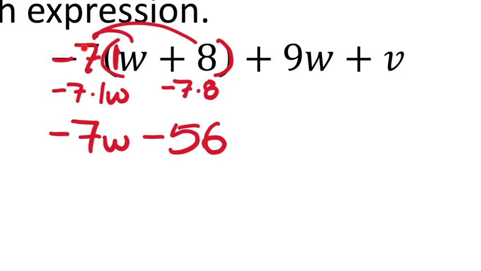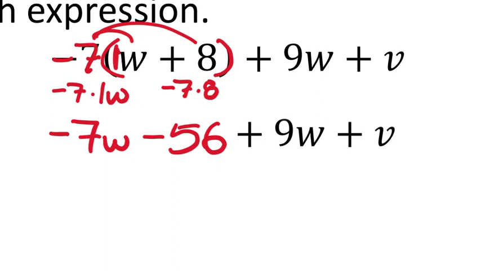Once again, do not distribute the negative 7 to the 9W because distribution is multiplication. This is addition. So everything else there to the right, the plus 9W and the plus V, I'm just going to drop it, okay? So we did the distribution. That's always going to be the first step if we see any. And then we look to combine like terms.